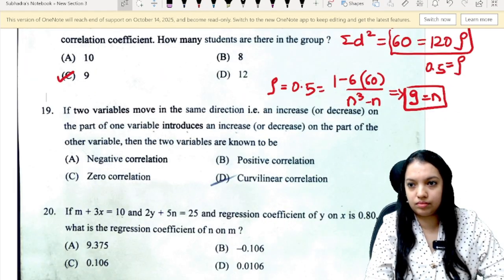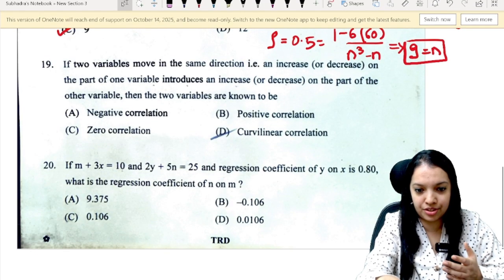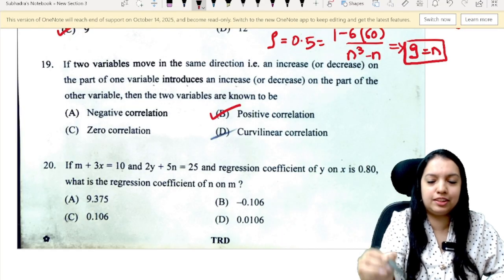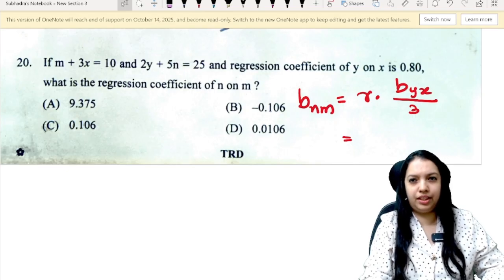Let's go to the next question. Two variables in the next question move in the same direction, then that same directional correlation is known as positive correlation. Easy question.